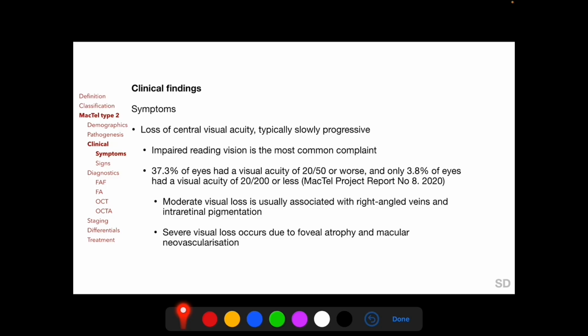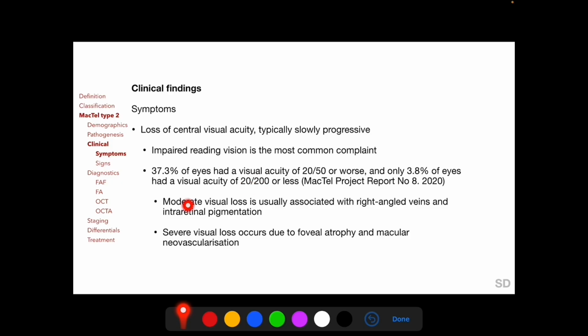Patients with MacTel type 2 usually present with loss of central visual acuity, typically slowly progressive, and impaired reading vision is the most common complaint among these patients. In the ongoing study called the MacTel project, 37% of eyes with MacTel type 2 had a visual acuity worse than 20/50, with only 3.8% of eyes having a visual acuity worse than 20/200.